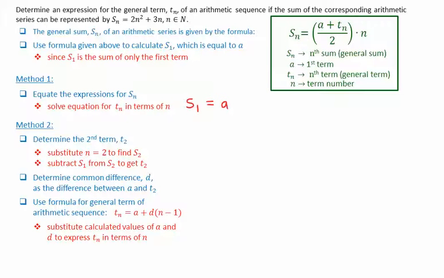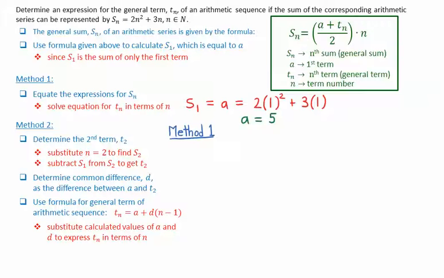First of all, we'll calculate the first term. Substituting n equals 1 into the original equation given, 2n squared plus 3n, we get 2 times 1 squared plus 3 times 1. This gives a result of a, the first term, equals 5. I will first use method 1 to solve this question.